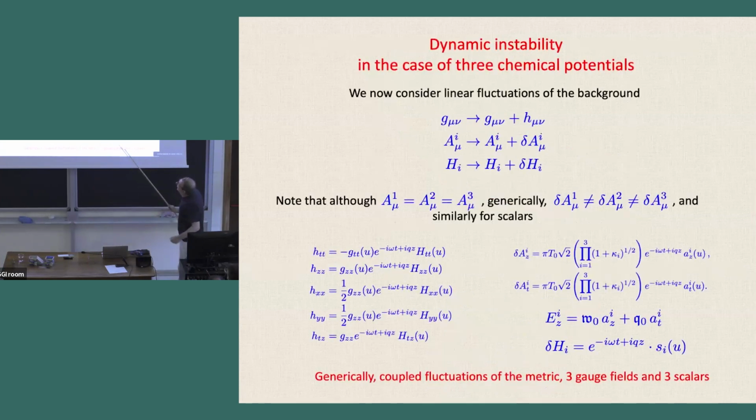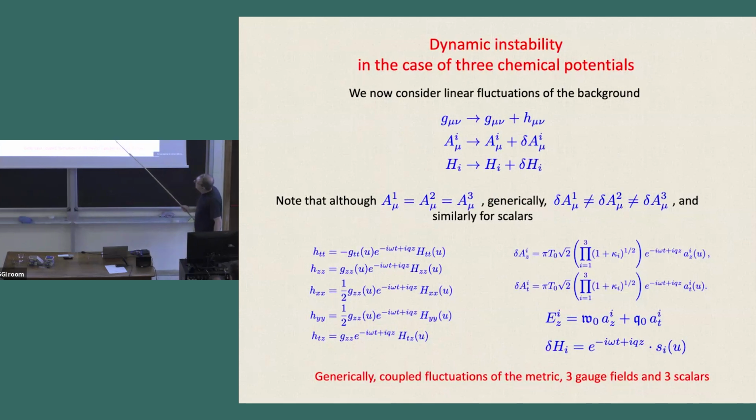So let's do exactly that. Again, we have the metric, the gauge fields, and scalars. We consider the Reisner-Nordstrom as a background. Then we consider fluctuations. Note that despite the fact that all A's are equal in the background, the fluctuations generically are not supposed to be equal, and they won't be. And the same holds for scalars.